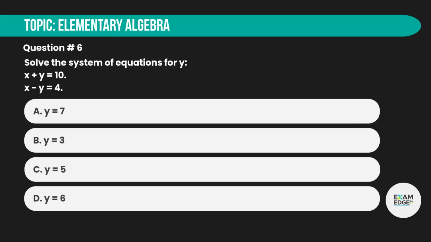Question number 6. Solve the system of equations for y. x plus y equals 10. x minus y equals 4. A. y equals 7. B. y equals 3. C. y equals 5. D. y equals 6.